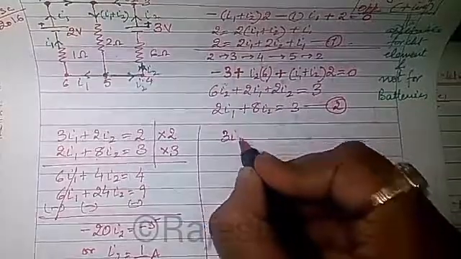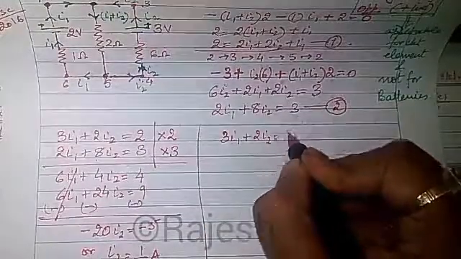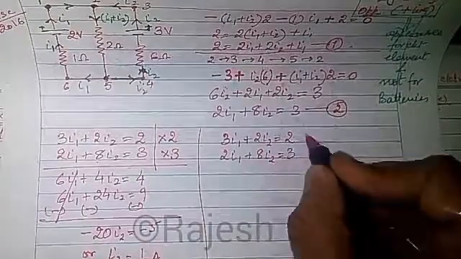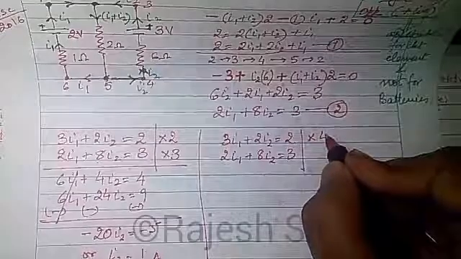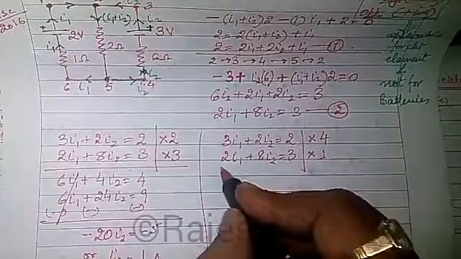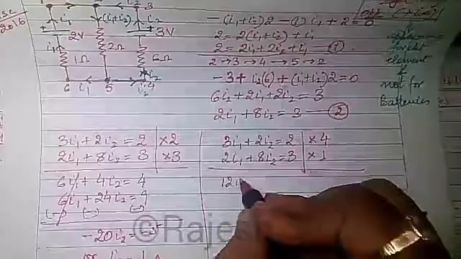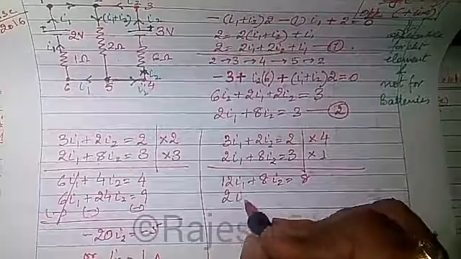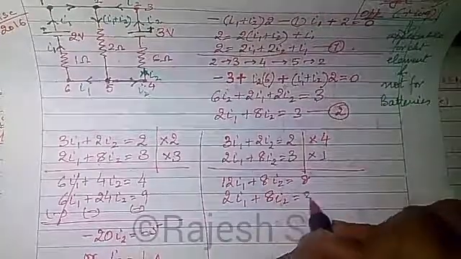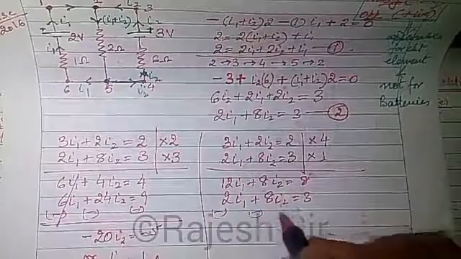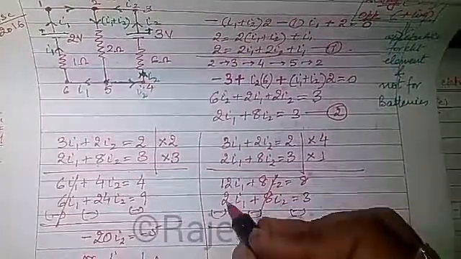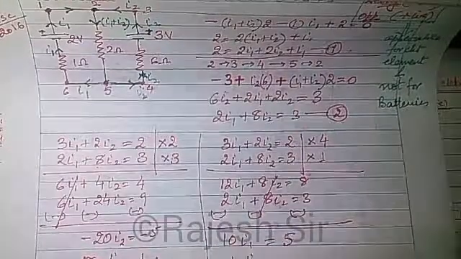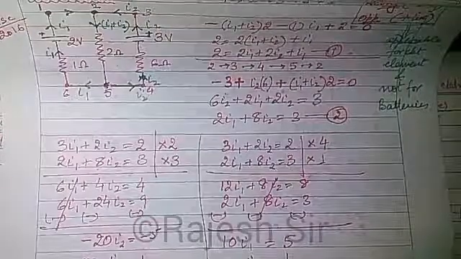Here again, rewriting the same equations, 3i1 plus 2i2 is equals to 2, and 2i1 plus 8i2 is equals to 3. What I'm going to do, I'm going to multiply the first by 4, and the second equation by 1. So 4 3s are 12i1 plus 4 2s are 8i2 is equals to 4 2s are 8, and 2i1 plus 8i2 is equals to 3. Minus and minus, again the i2 terms cancel out. I get 12 minus 2 as 10i1 is equals to 8 minus 3 as 5. Therefore i1 is equals to 1 by 2 ampere.